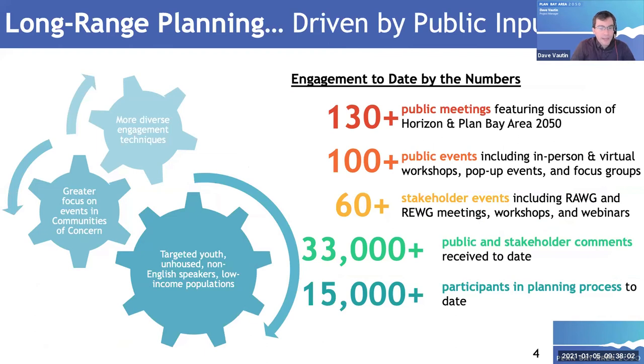Now, the final blueprint at its core was driven by years of public input with more than 290 meetings, more than 33,000 comments, more than 15,000 participants, all between the beginning of Horizon in spring 2018 and where we are today at the beginning of 2021. We used more diverse engagement tactics, both before and during the pandemic, put a greater emphasis on reaching out to communities of color and lower income communities, and targeted an audience as diverse as the Bay Area really is, talking to youth, unhoused populations, non-English speakers, and many other groups.